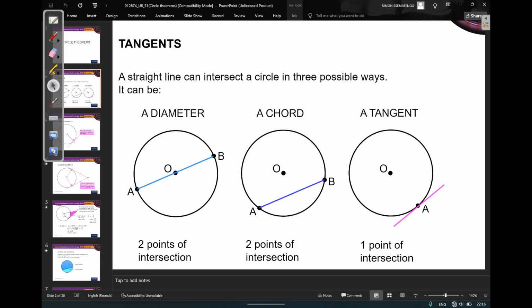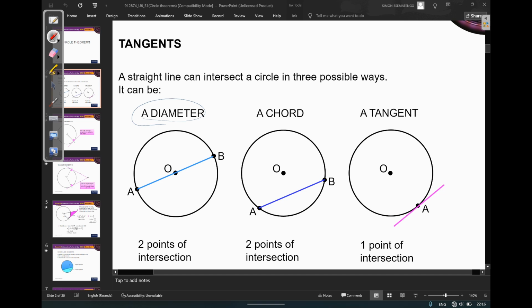We have tangents. A tangent is a line that can intersect a circle in 3 possible ways. It can be a diameter, that is the one that passes through the center of the circle and connects 2 points on the circumference of the circle. Then we can have a chord. It connects 2 points on the circumference of a circle but doesn't pass through the center. And then we have a tangent here which meets the circle at only 1 point.